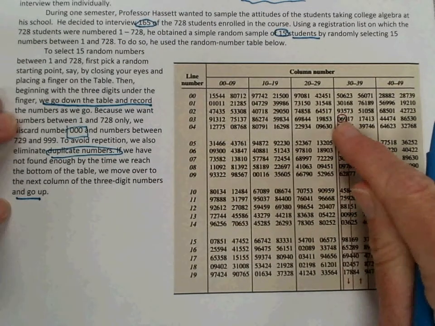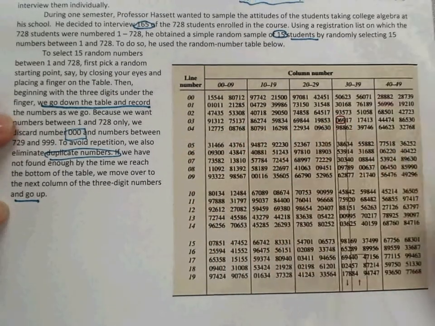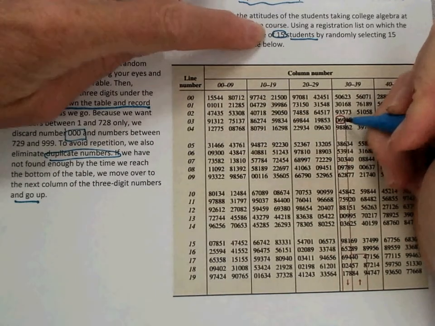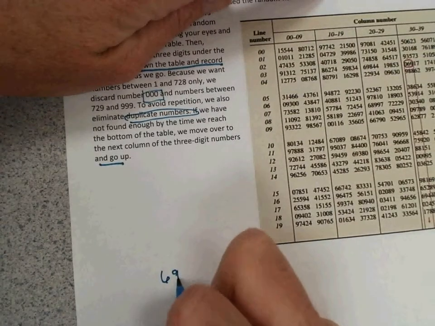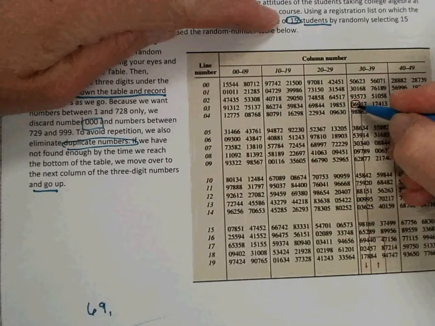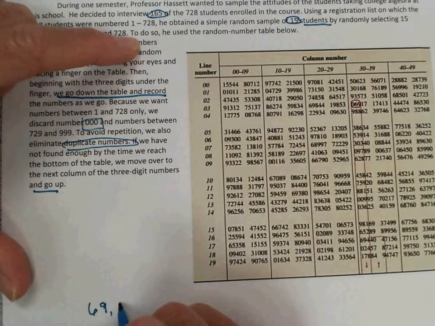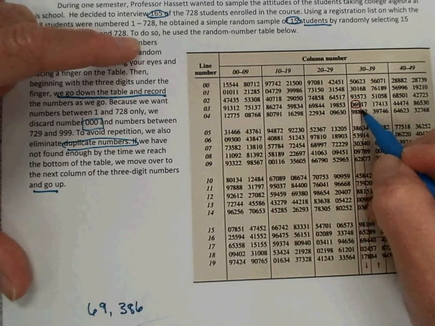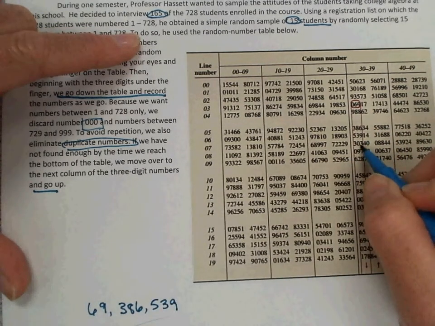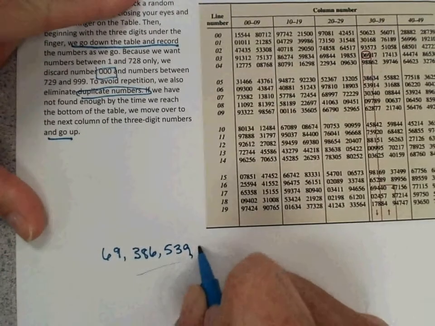So if we place our finger at random here in this column labeled 30 to 39, and we landed at the 3rd row, we would take a look at this number 069. Again, we are looking for 15 total numbers. So 069 represents the 69th student. And then moving down, 988 is too large, so we would not write that down. That would not be one of our 15. And then 386 fits that criteria. 539 fits. 303, 97, 628.